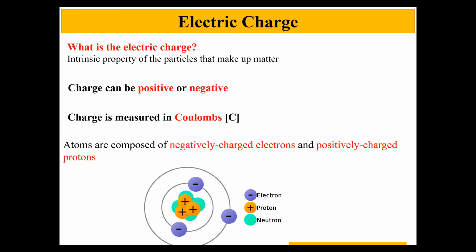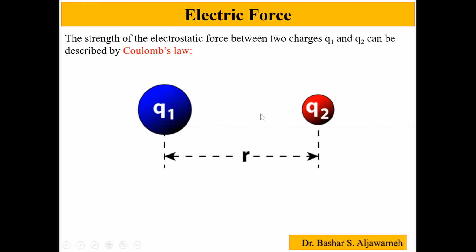Now, attraction or repulsion can be described in the form of electric force, and we can use Coulomb's law as a tool to describe the electric force. As you can see here, we have two charges and the distance between them denoted by R. Now, the electric force can be given in the form of K times Q1 Q2 over R squared.